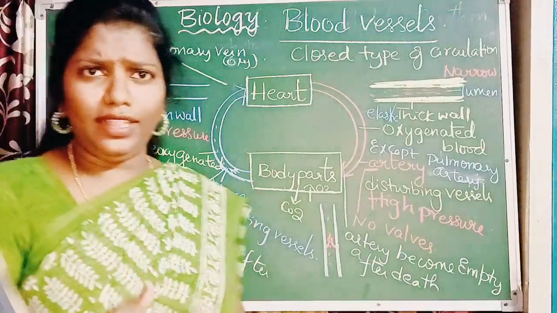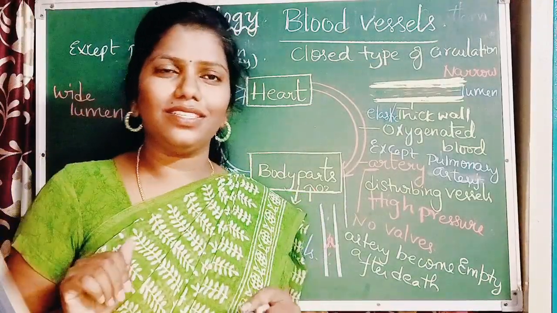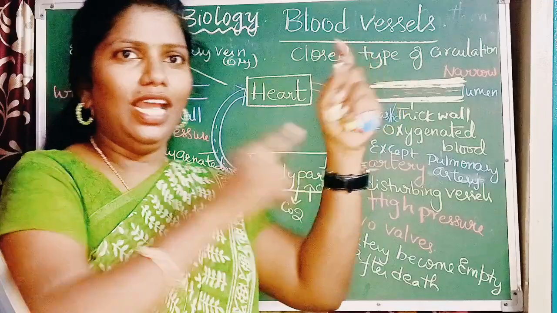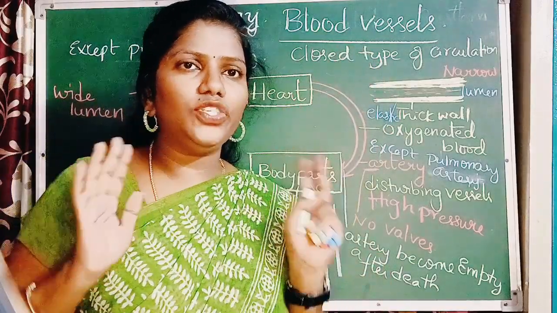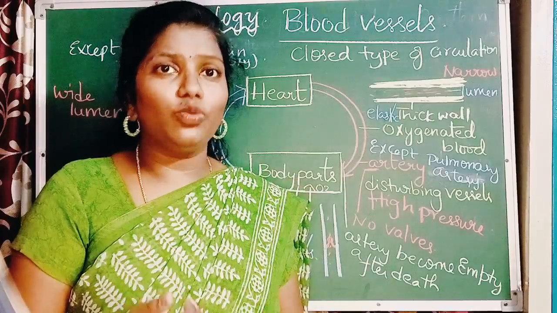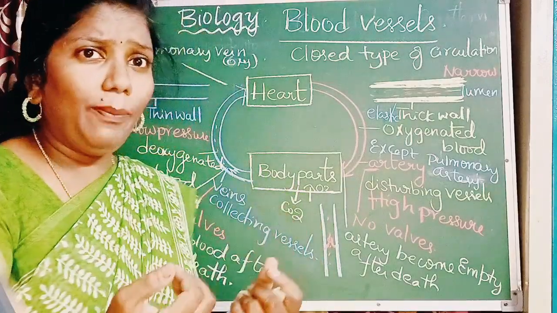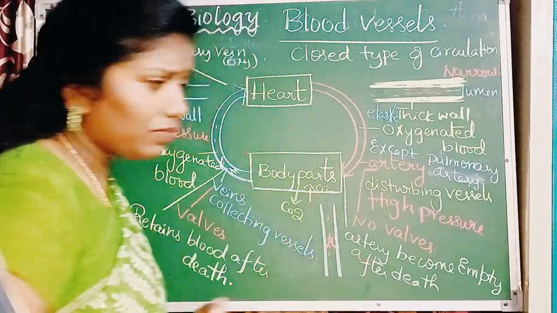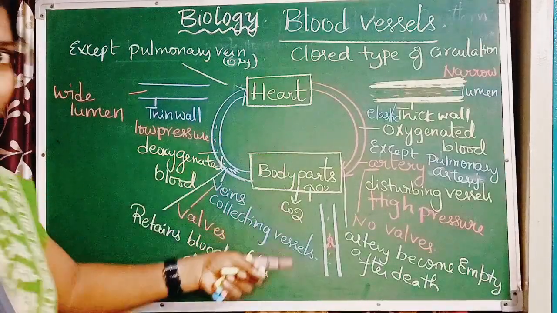And where can you find the arteries, where can you feel the pulse? In the wrist region, in the temporal region, in the neck region, and in the ankle region, we can find the arteries. We can feel the pulse. What is a pulse?